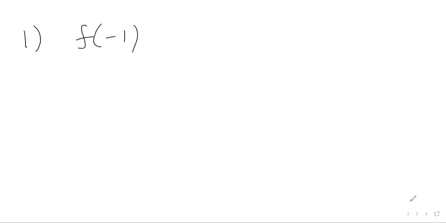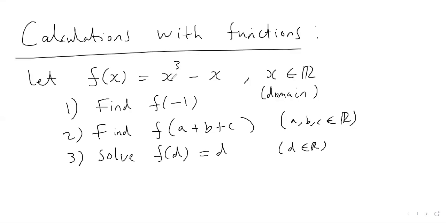So we want to find this value of f evaluated at minus one. We're just going to plug minus one into the function every time we see an x. So basically, we substitute in minus one every time we see an x. That's how these calculations work. Just a reminder from maths at school that this is how you do this.